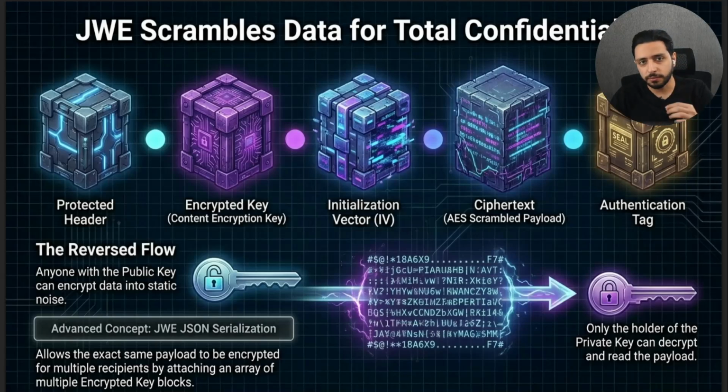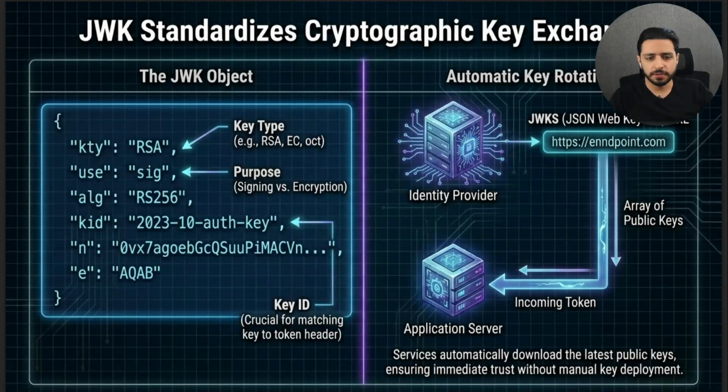Now we know how to sign the tokens and how to encrypt them. But for all of this to work, both sides need a way to share their keys in a standard format. This brings us to JWK, or JSON Web Keys. A JWK is a standard way to represent a cryptographic key as a JSON object. Before this standard existed, sharing keys was messy because different systems use different file formats. With JWK, whether you are using an RSA key, an elliptic curve key, or a simple shared secret, it all looks like a clean JSON structure that any programming language can understand.